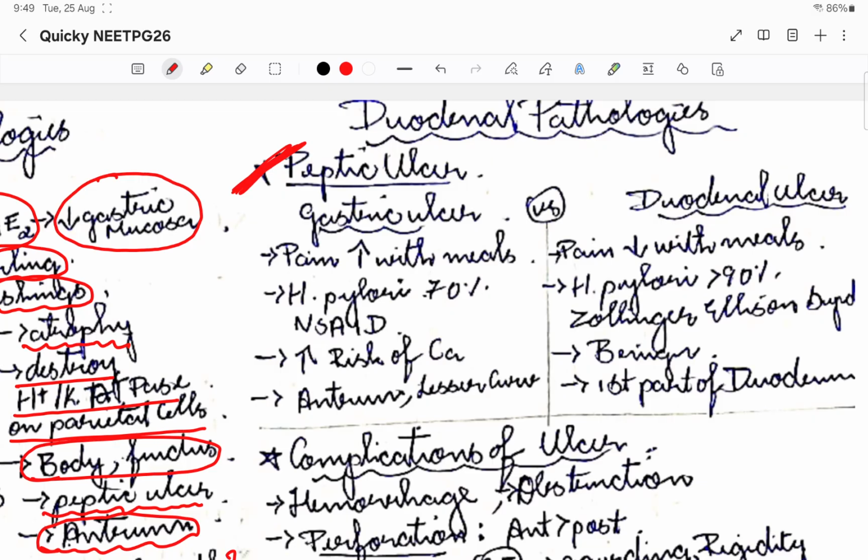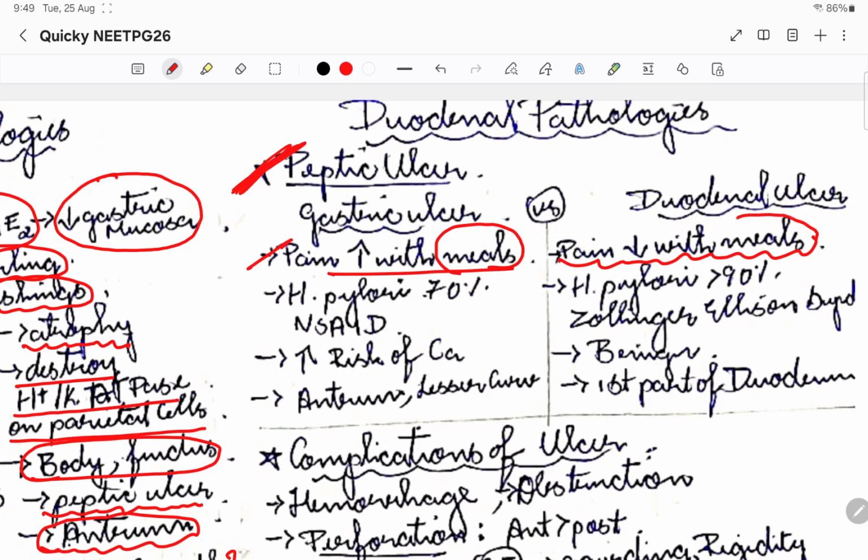How do we differentiate whether it is happening in the duodenum or in the stomach? If there is increased pain after a meal, it is going to be a gastric ulcer. If the pain decreases after a meal, then it is going to be a duodenal ulcer. After a meal intake, there will be increased acid secretion, which will cause an increased surge of clinical features, and the pain, heartburn and all will be there.